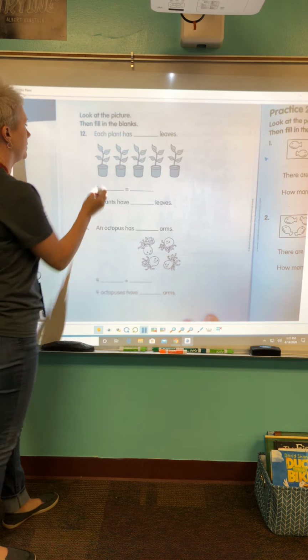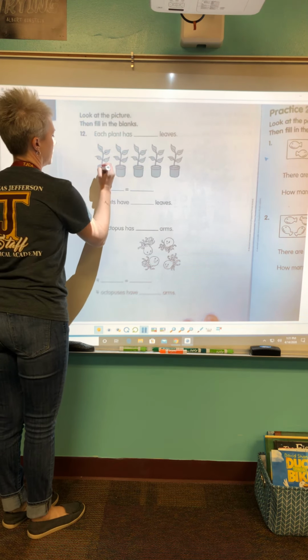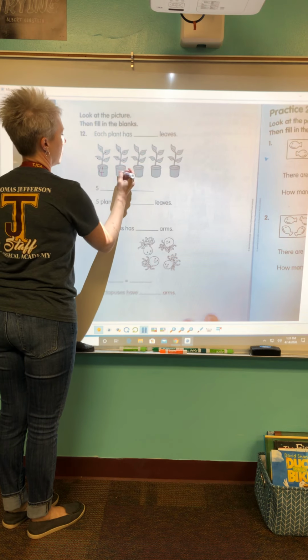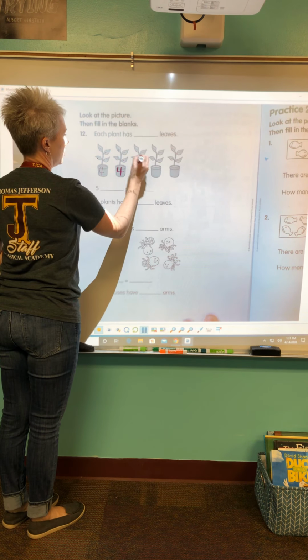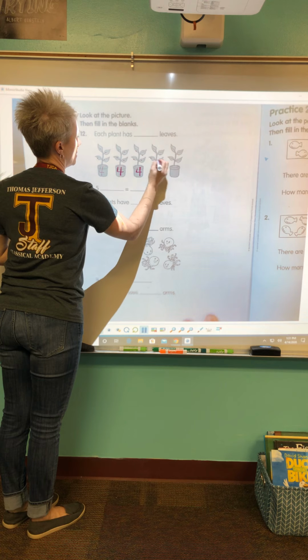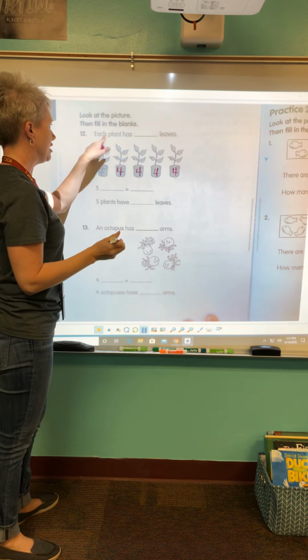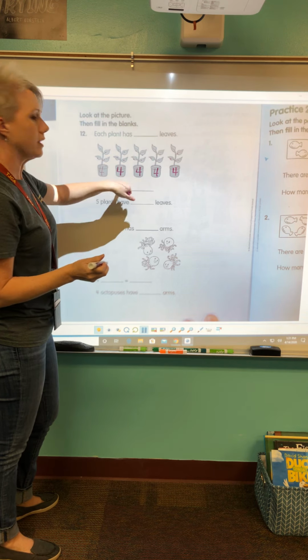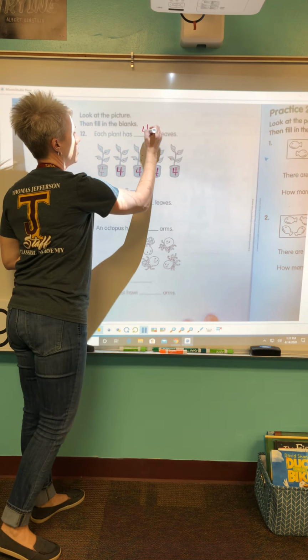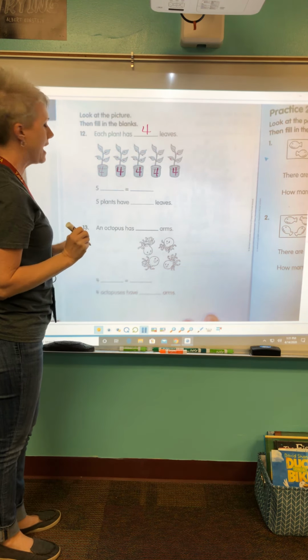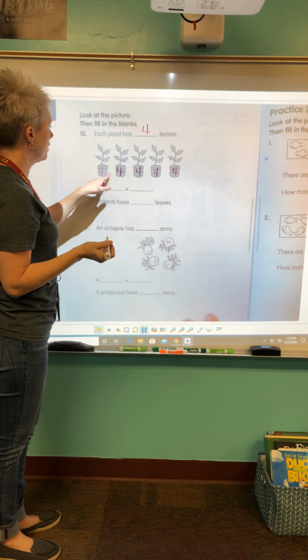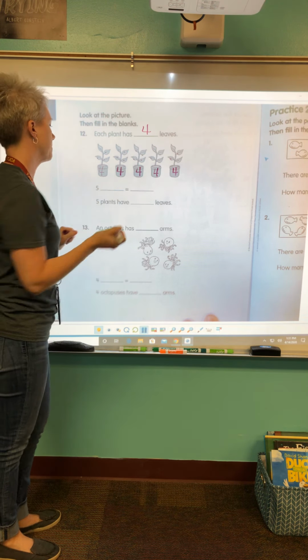Let's count our leaves. 1, 2, 3, 4. Each plant has blank leaves. Each plant has 4 leaves. Okay? How many plants do we have? 1, 2, 3, 4, 5.